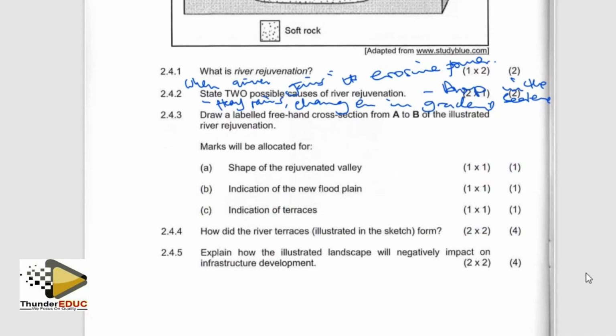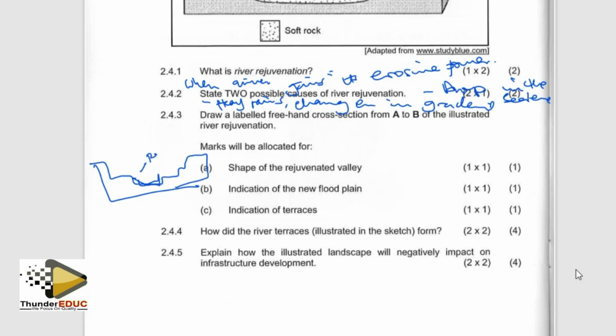Let's see here, it's going to be a freehand cross section. They said freehand. That means they want us to indicate the shape of the rejuvenation, the shape of the rejuvenated valley. So this is the rejuvenated valley, which is the new. So we say rejuvenated valley.